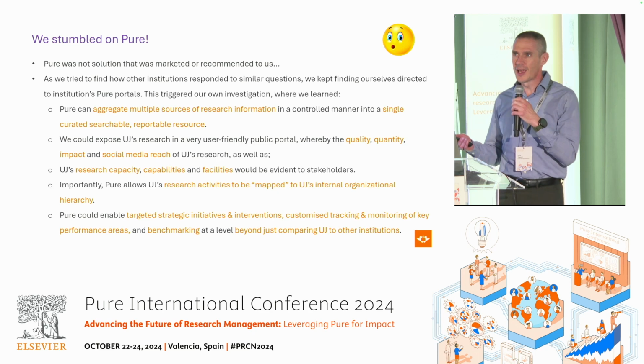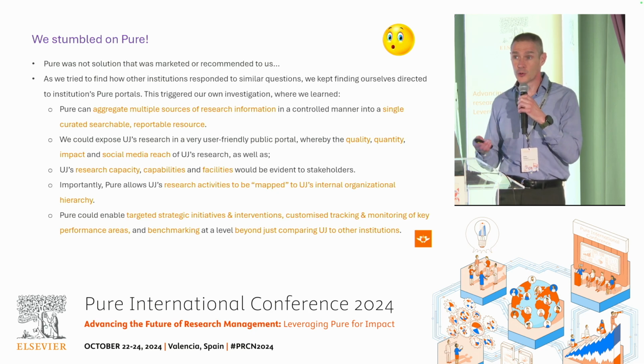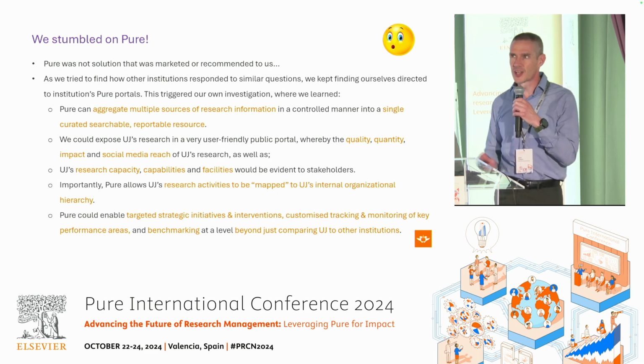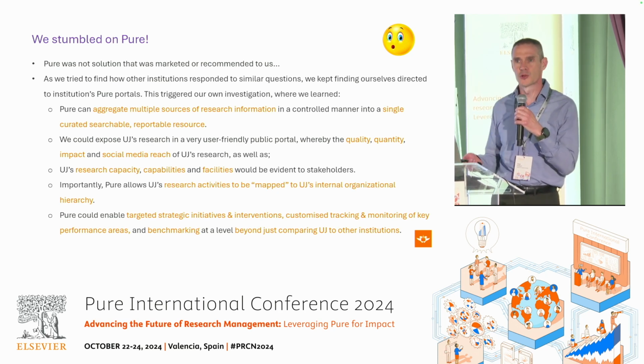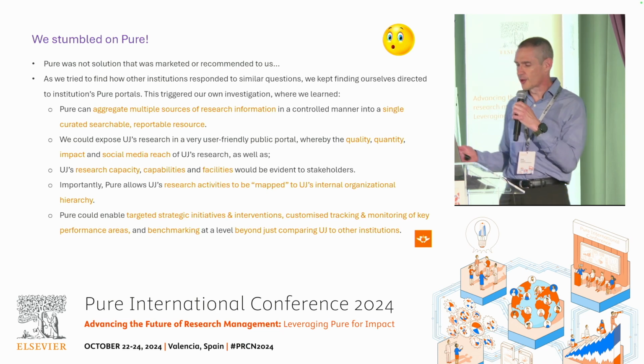We wanted to advertise to those that were interested in UJ and its rise to success. What kind of resources did we have? What kind of facilities did we have? What kind of equipment did we have? What kind of research were we doing? Who were we collaborating with? And what was the impact of that research?